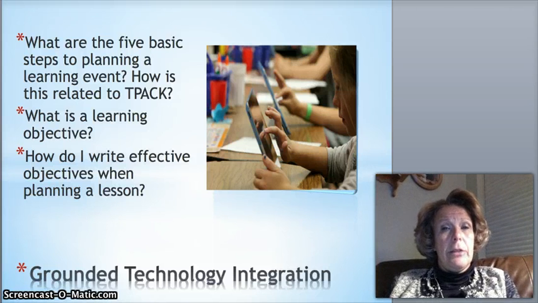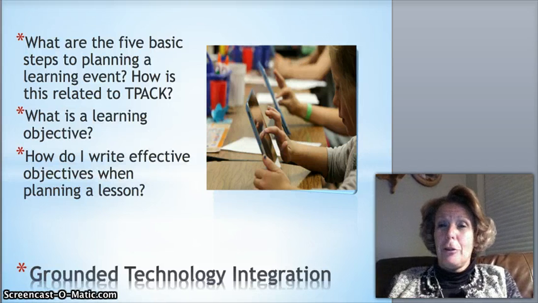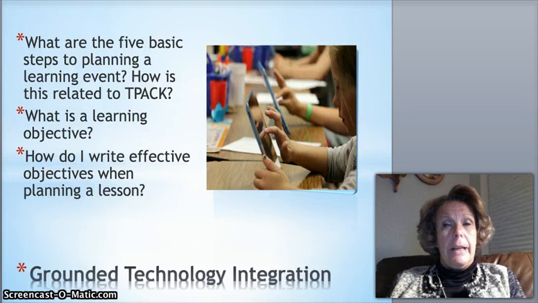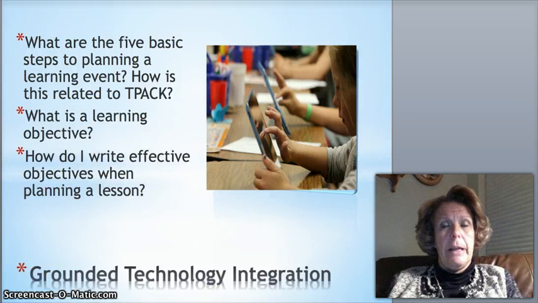It did lead us into learning objectives. What is a learning objective? And how do I write effective objectives when planning a lesson? We did that last week. One of the last things we did together was learning how to write an objective. It is kind of like the Dr. Crawford way, although I think you're going to find out that that's how other instructors at Iowa State are using objectives as well.